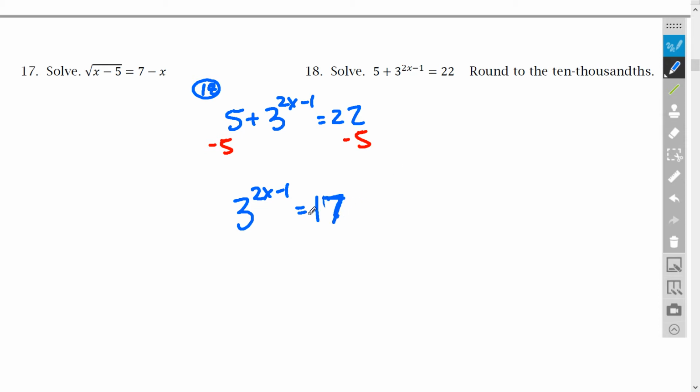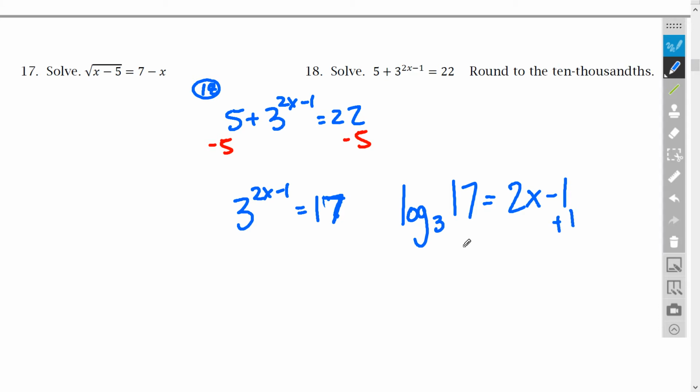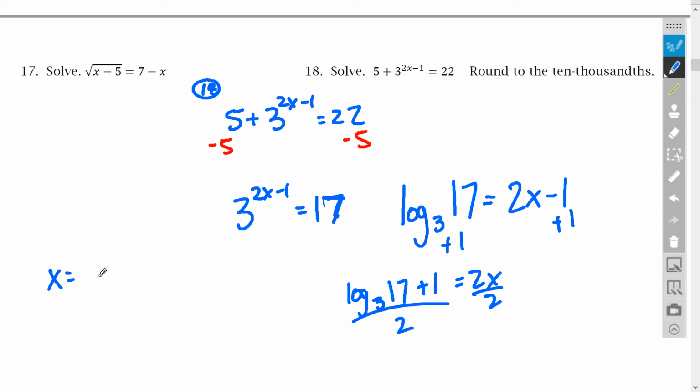Okay, and then I will rewrite this in log form. So if I write this in log form, it becomes log base 3 of 17, because 3 to the what power is 17? Well, 3 to the 2x minus 1 power is 17. And then I can solve this for x. I'll add 1. Log base 3 of 17 plus 1 is equal to 2x. And then I'll divide that by 2. So my solution, x, is equal to log base 3 of 17 plus 1, divided by 2.